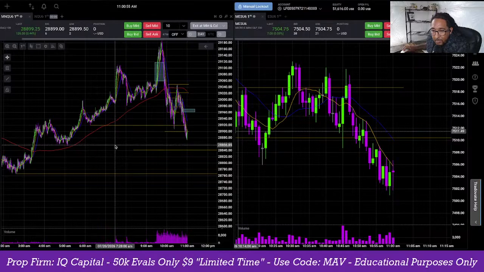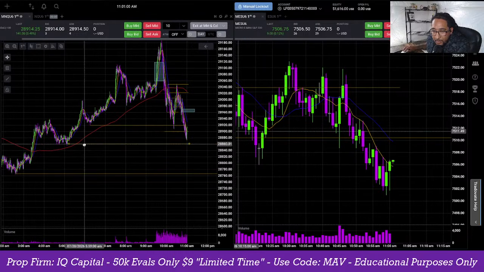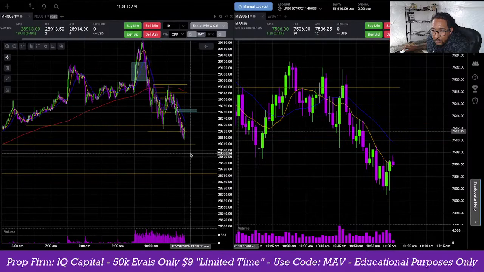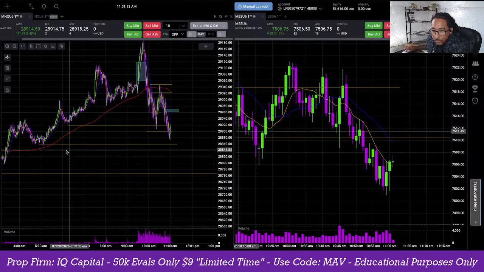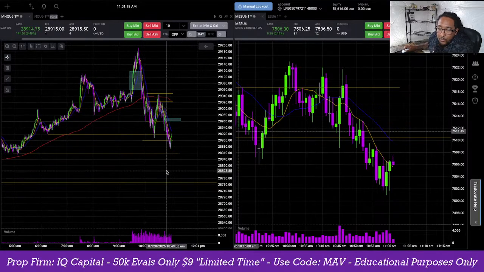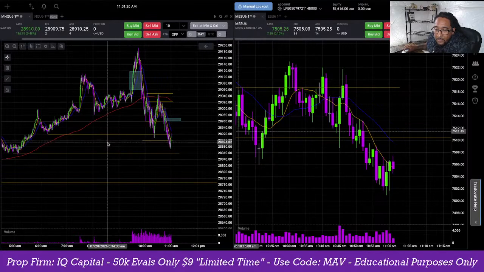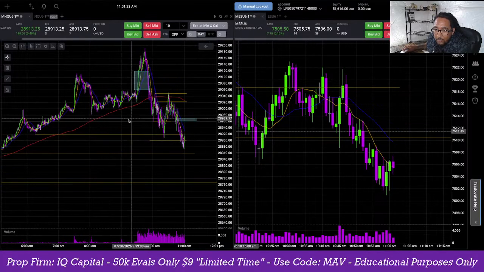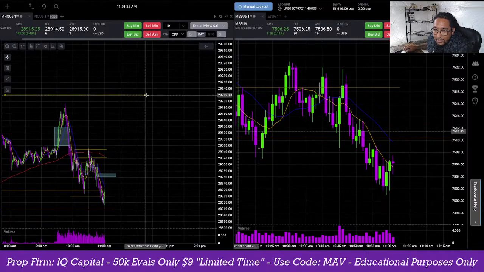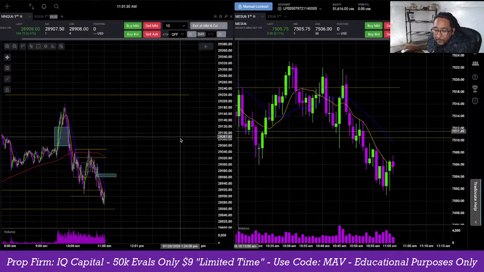Secondly, what I'm looking at, so this will be TP2. Secondly, what I'm looking at is our draw on liquidity, which in the beginning of the stream I said if we don't head towards that way during the AM session, I'm looking at that draw to be during the PM session, which is here, which is that daily bearish fair value gap.